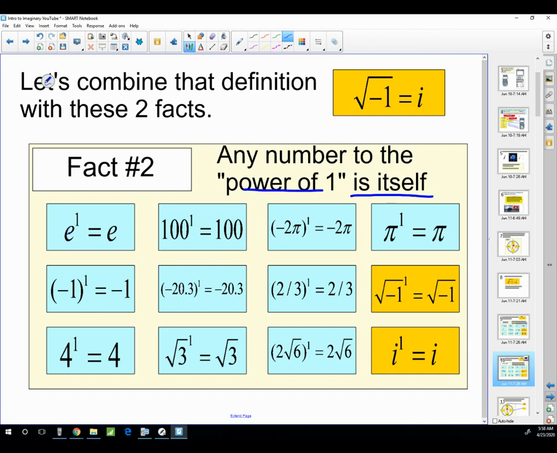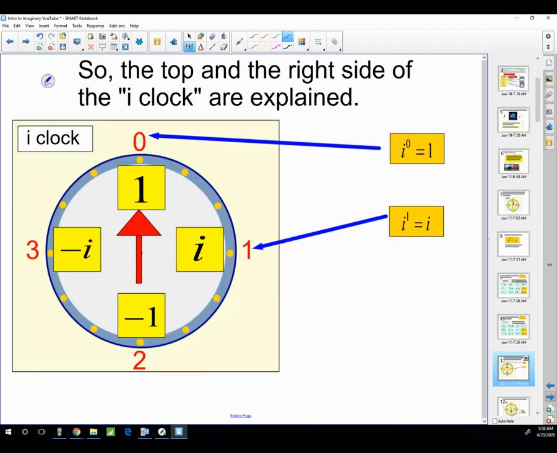Fact number 2: any number to a power of 1 is itself. There's the banker's number: e to the 1 is equal to e. 100 to the 1 is equal to 100. Well, the same thing over here with i: i to the 1 is equal to itself. Pretty simple fact. And that builds out the first two pieces of our clock, or our diagram.